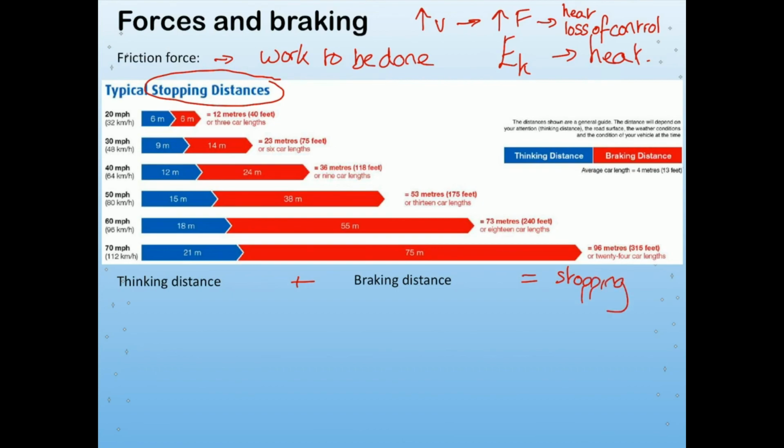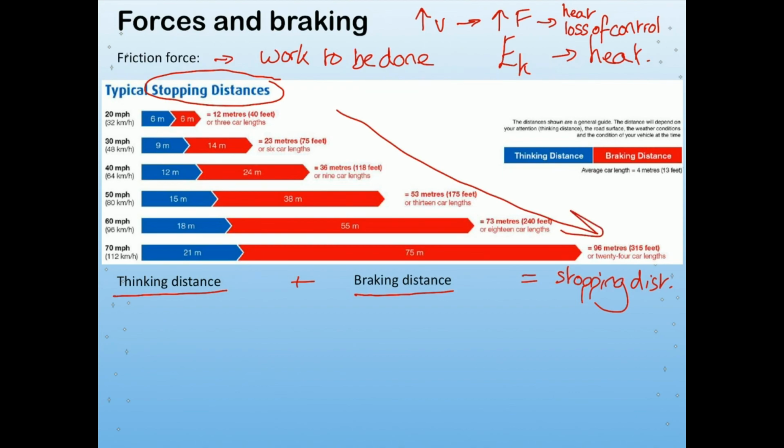Because to stop a car, you have to first recognise that you need to stop and think about the action that you need to take to stop, which is your thinking distance. That's the distance your car will move for before you actually start to stop. And the braking distance then is the actual distance it takes your car to come from the speed it's going to an absolute standstill.